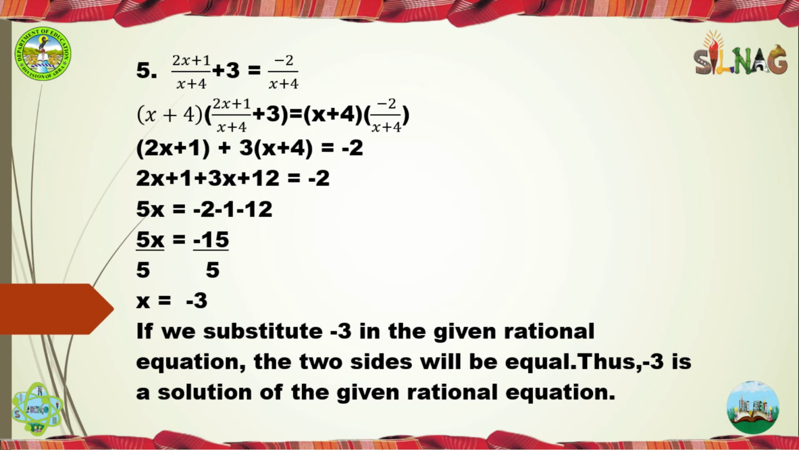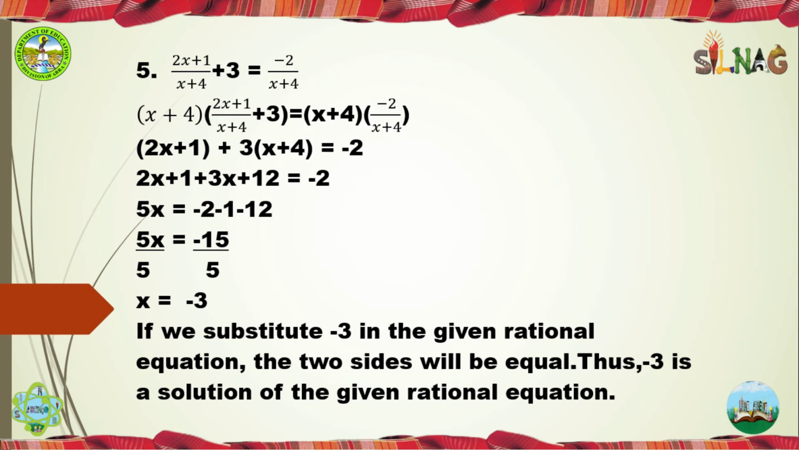Then next, x plus 4 times 3 is 3 times the quantity of x plus 4, is equal to x plus 4 divided by x plus 4 at the right is equal to 1 times negative 2 is negative 2. Then next, we have 2x plus 1 and then 3 times x is positive 3x, 3 times 4 is positive 12, is equal to negative 2.